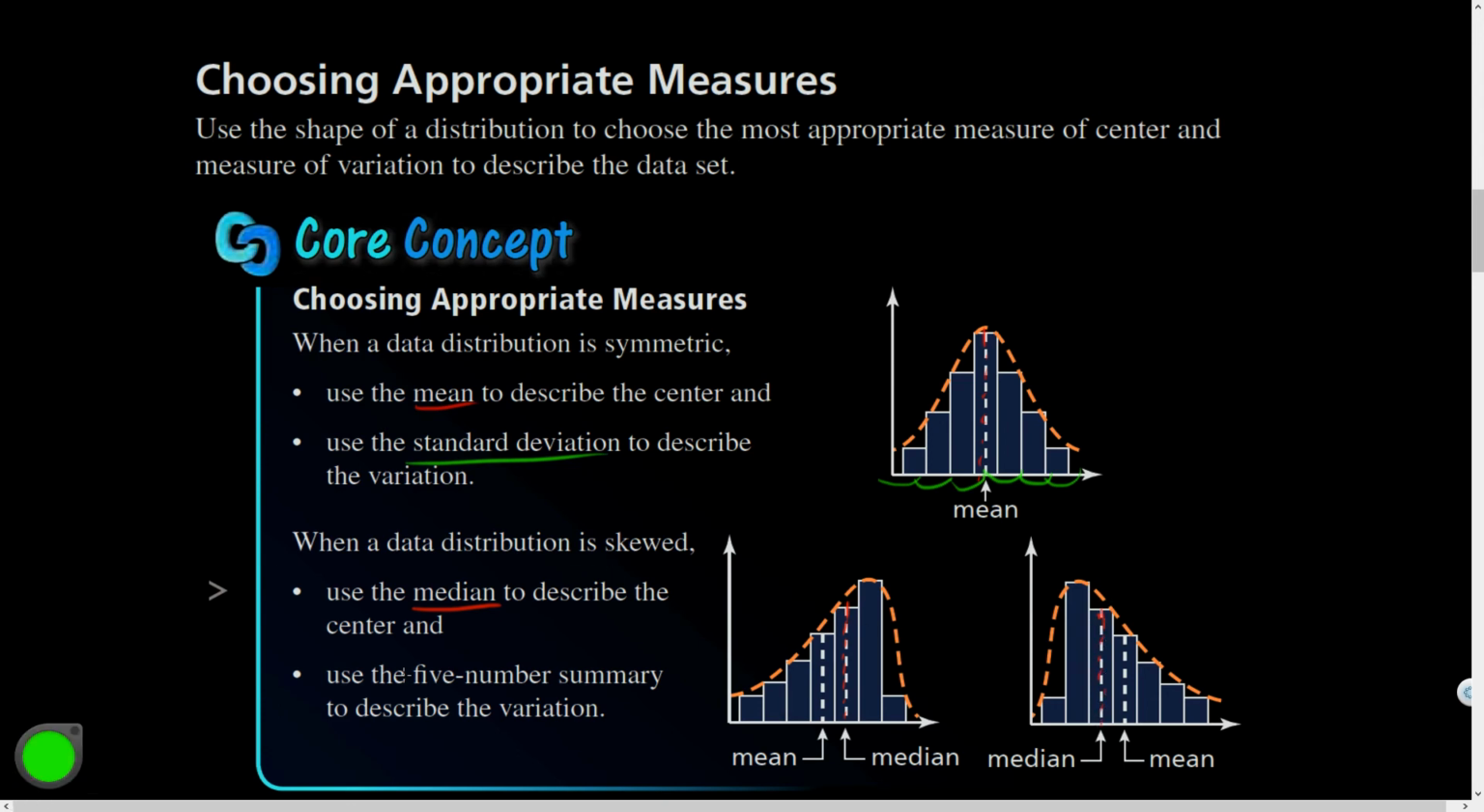Yeah, it's going to be on the homework. And use the 5-number summary. What is the 5-number summary? That's Q1, that's Q2, that's Q3, that's your low and your high. That's a box and whisker plot right there. So that's how you would represent it in that case.